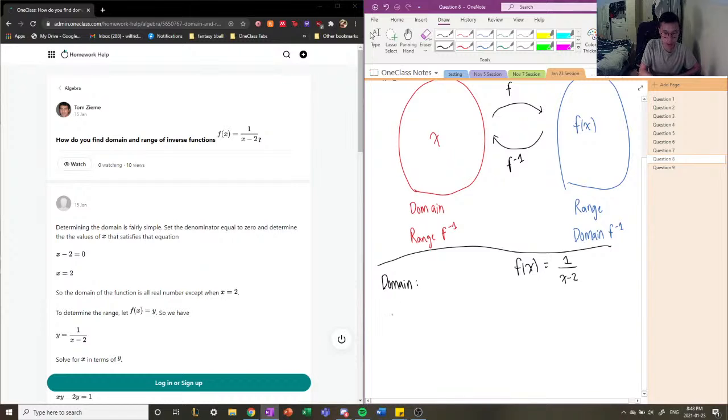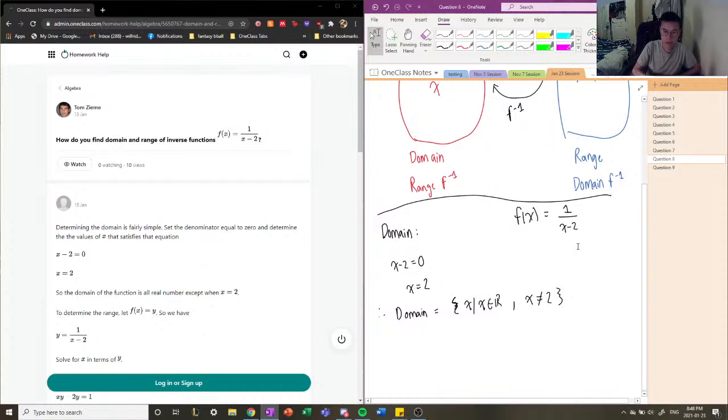So we set x minus 2 equal to 0, and that gives x equals 2. Therefore, our domain is x belongs to all real values, except x cannot equal 2, because when x equals 2, our function is undefined, as you see here. All other values of x in the real number set are valid, but x equals 2.